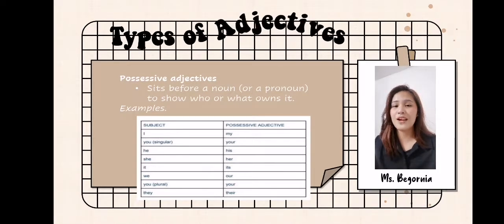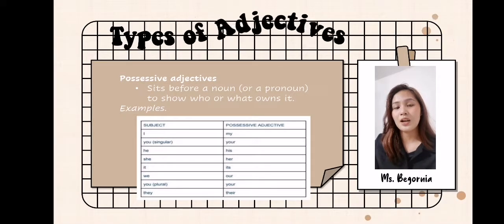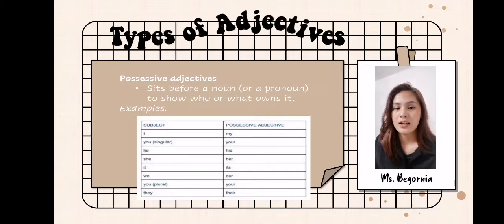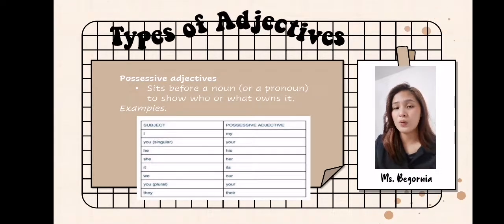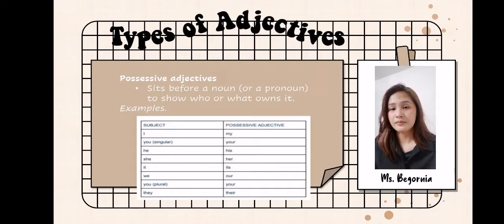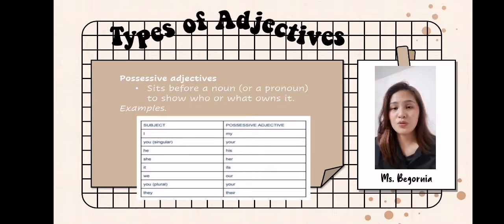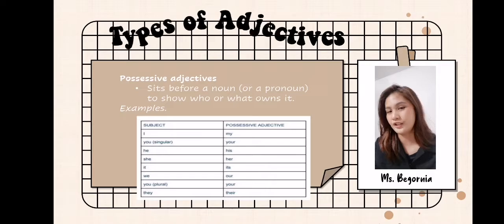So possessive adjectives are commonly used to show what we possess or own. The subjects he and she can also have possessive adjectives. If we use he, it turns into his, and if we use she, it will turn into her.